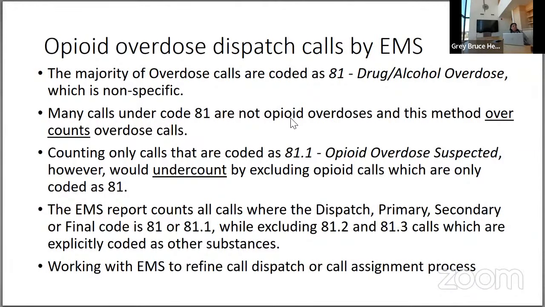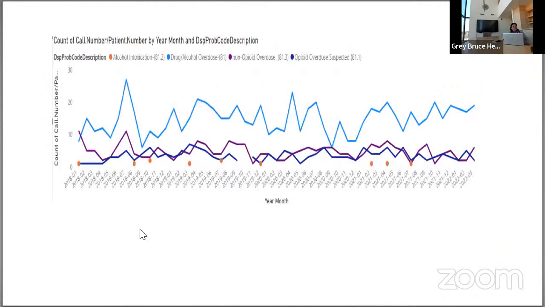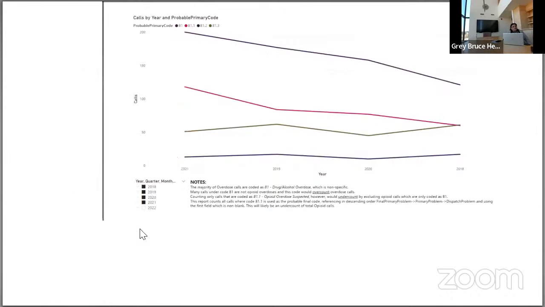I can show you the second slide, like how this is really difficult. We analyze this data. Code 81 is the blue one, the purple is 81.1, and then 81.3. We are analyzing this data by months from 2018 to now. After more cleaning, we got this picture. Of course, there is an increase in the 81, which is the non-specific. There is also the 81.1, which is the probable opioid, and 81.2 and 81.3 are non-opioid. So this is by year.